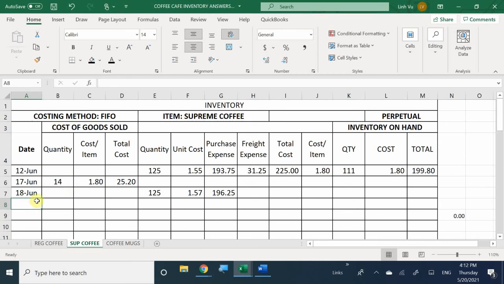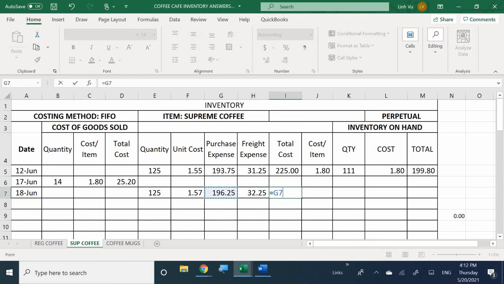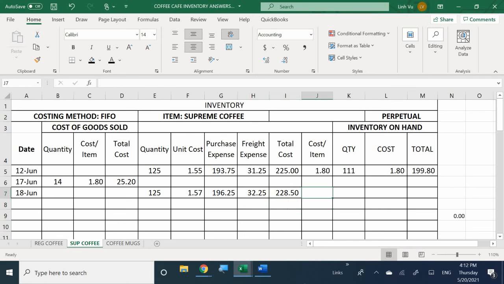So now we're on our Supreme coffee, and how much was the freight? 32.25. Giving me a grand total of 2,228.50. Oh, good. And cost per item of 1.82800. Okay, so in this case, because we're using FIFO, this is our second batch that we're purchasing.